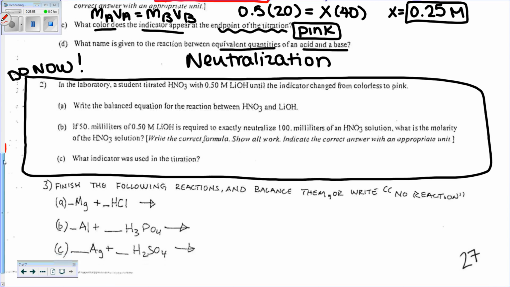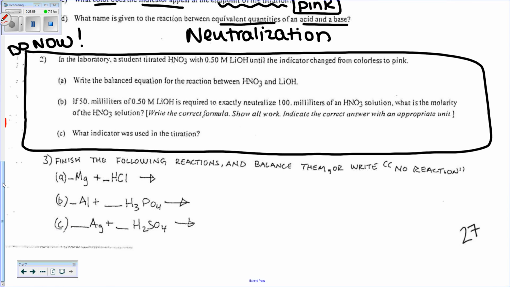And then the last question says, finish the following reactions and balance them, or write no reaction. Well, these, if I look over here, these are all single replacements. So if they're all single replacements, and they're giving me the option no reaction, I better check table J. This is my reaction of acids with metals. So remember, higher replaces lower. So I'm going to look up, does Mg replace H? Yes, it will. I have to crisscross. Mg is plus 2, Cl is minus 1.